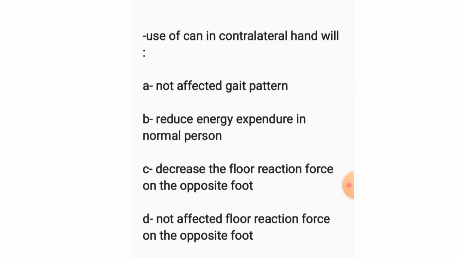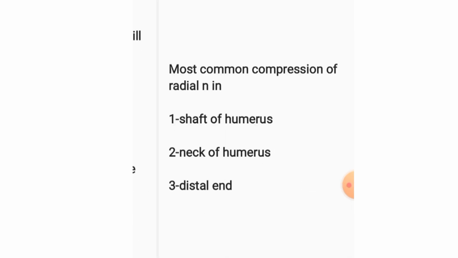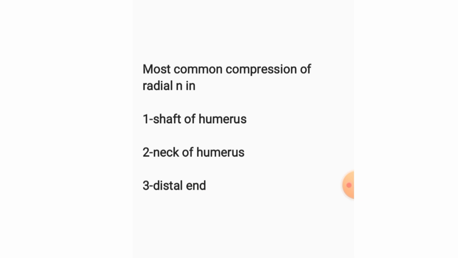Use of a cane in the contralateral hand will: option A, not affect gait pattern; option B, reduce energy expenditure in a normal person; option C, decrease the floor reaction force on the opposite foot; option D, not affect the floor reaction force on the opposite foot. Let's move towards the next question.